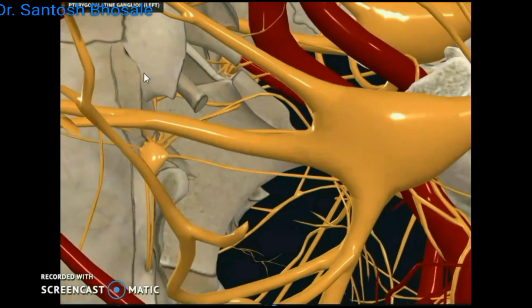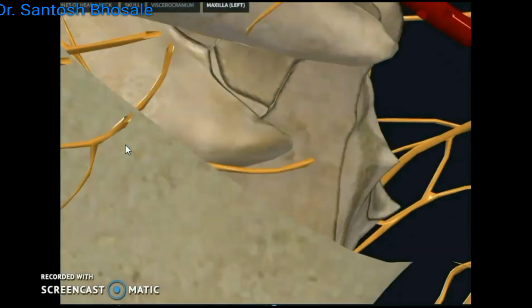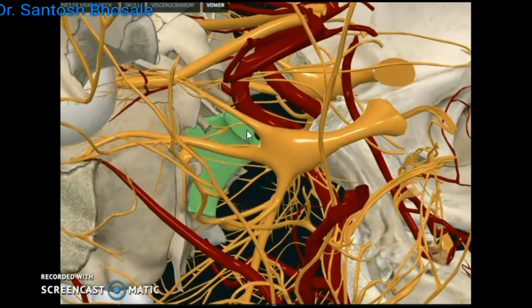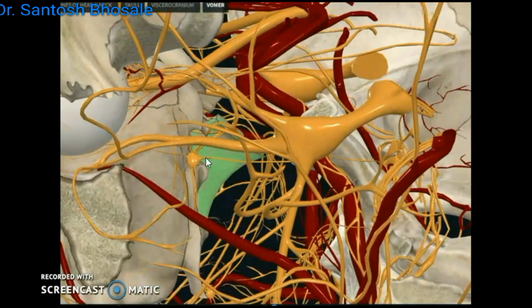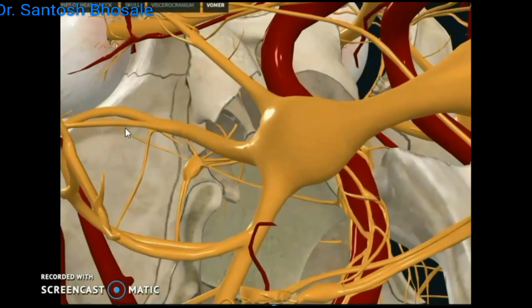You can see the pterygopalatine ganglion, the largest ganglion in a tiny space. You can see the distribution there. Its branches. What are the 4 sets of branches? Orbital, palatine, pharyngeal and nasal. So you can see the pterygopalatine ganglion there.